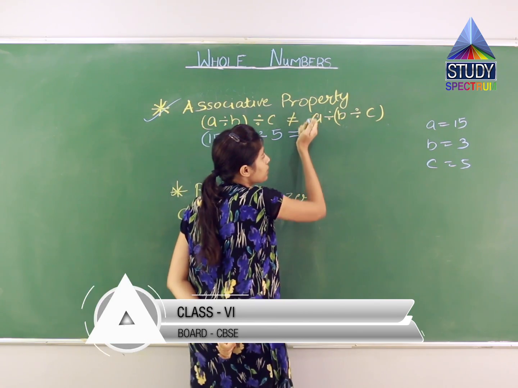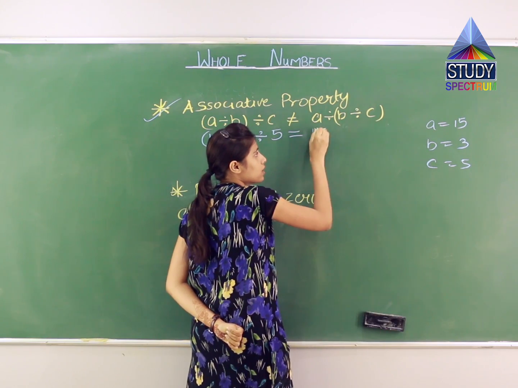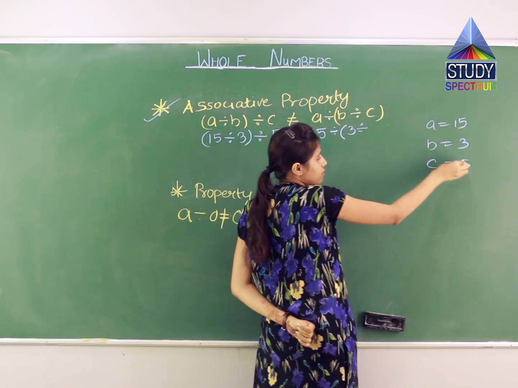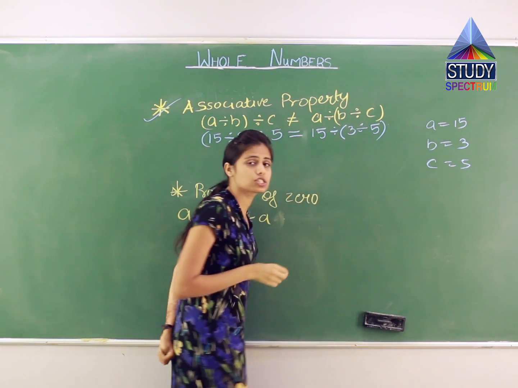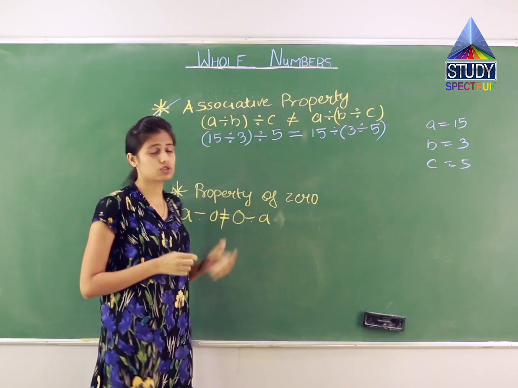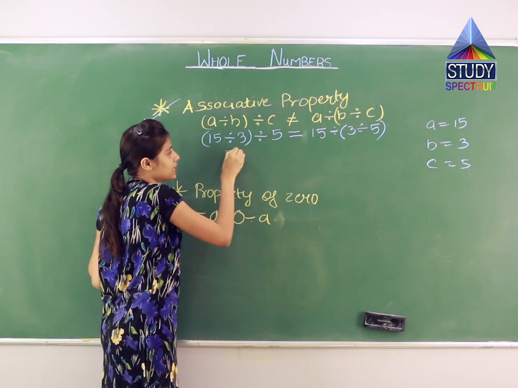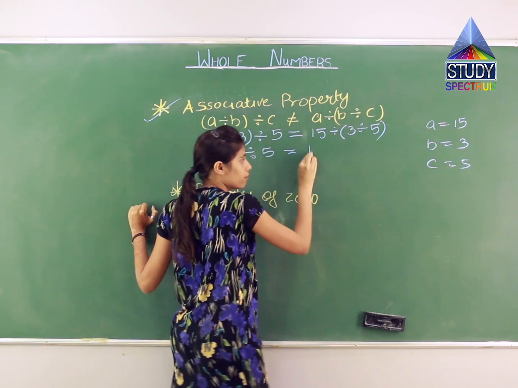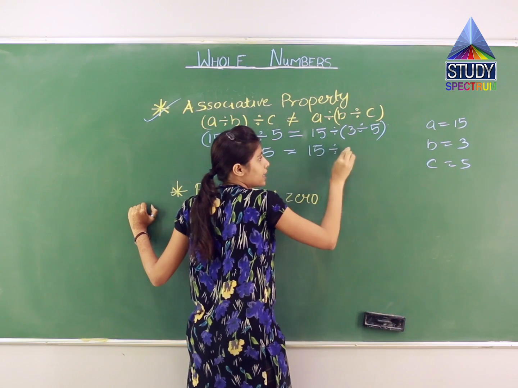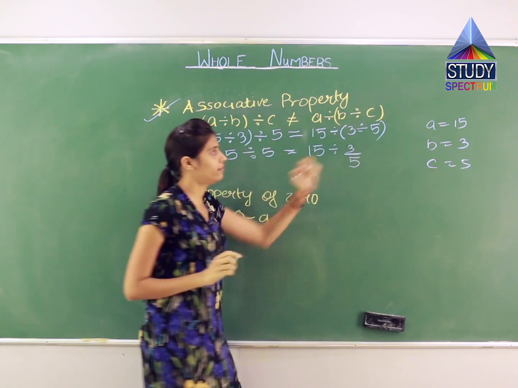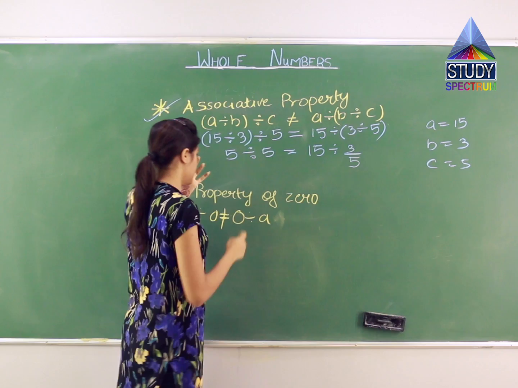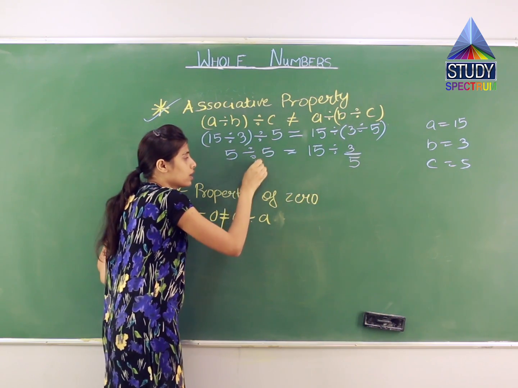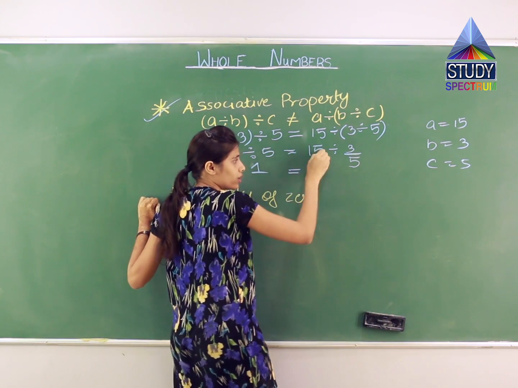Now let us move on further. We have 15 divided by, in brackets, 3 divided by c, which is 5. Now let us solve this to get the answer. We solve the brackets first. 15 divided by 3 comes to what? 5. Then 5 divided by 5 equals what? It is equal to 1. Now let us check the answer of the other side.